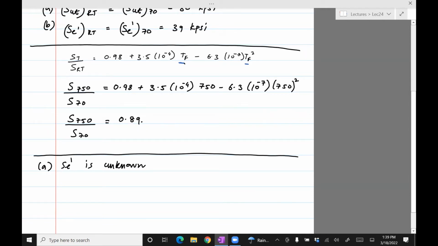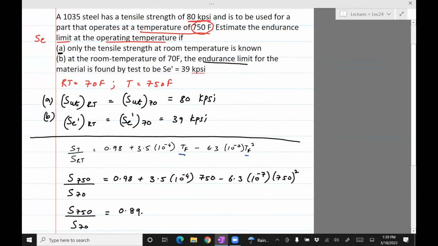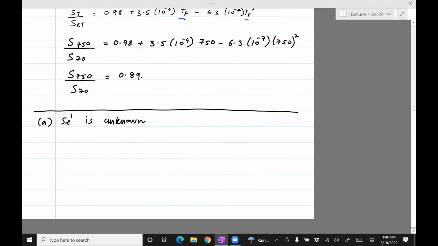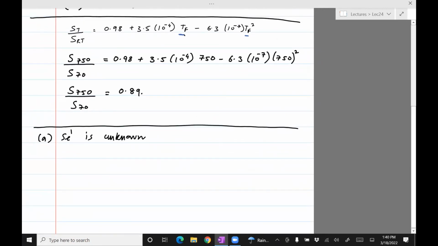What's TF? Is it always going to be 750? No, in this problem it's given that T is 750. And then RT is room temperature. Okay, so let's just do it one at a time, and then we should have the answer.